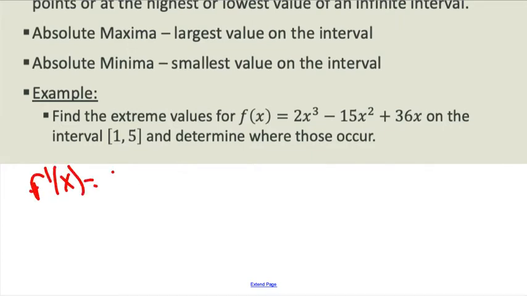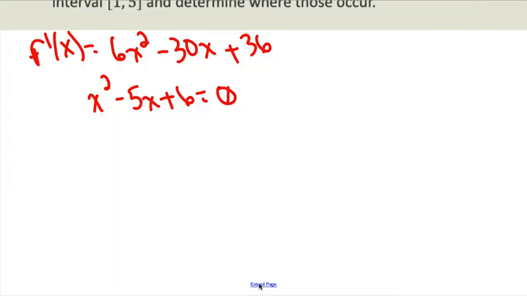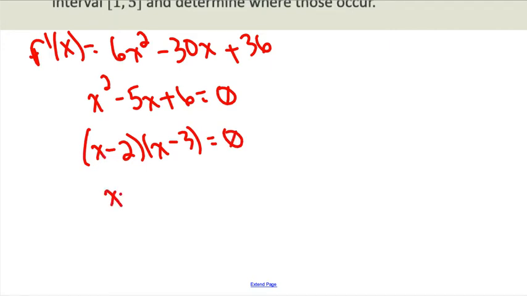So take the derivative of this, 6x squared minus 30x plus 36. So when I set this equal to 0, I recognize these are all divisible by 6. So I'm just going to go ahead and divide everything by 6. And then 0 divided by 6 is still 0. Okay, so that saves me a little bit of writing. So this factors to x minus 2, x minus 3. So I have 2 zeros, at 2 and at 3.